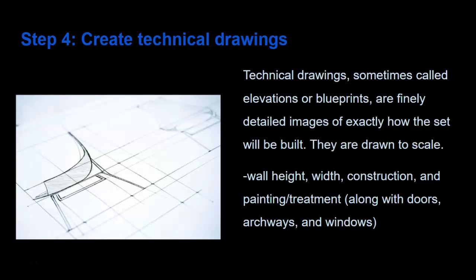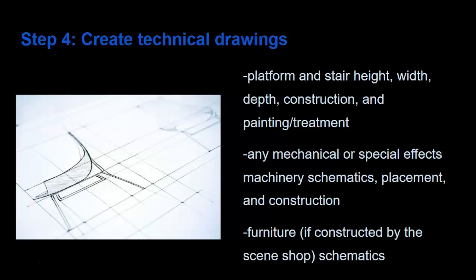So some things you'll do elevations of are walls: their height, their width, how you want them constructed. Do you want them constructed out of 2x4s and 1/4 inch plywood? Do you want them constructed out of 1x3s and 1/2 inch plywood? How do you want them painted exactly? Not just, oh, put trees on them. No, your scenic painters, your scenic charge artists need to know exactly what kind of trees. They need to know how tall the trees are supposed to be. They need to know what colors you want the trees painted. Super, super detailed stuff.